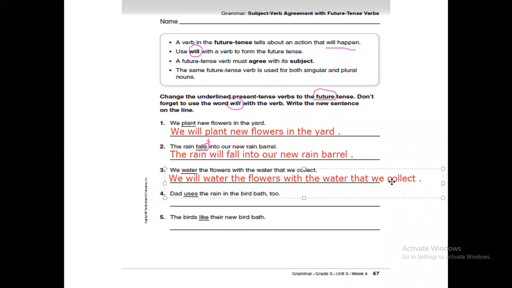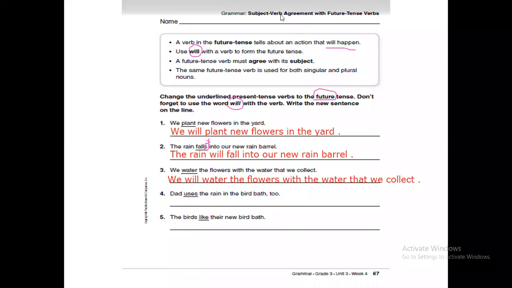Number 4. Dad uses the rain in the bird bath too. Dad uses here. We will say Dad will use. Dad, don't forget to remove the S. Dad will not say will uses, no, will use the rain in the bird bath too. Don't forget to put the comma here, okay, before too.